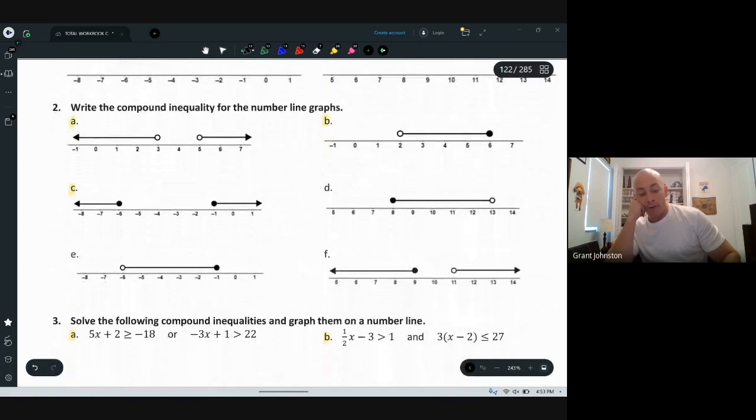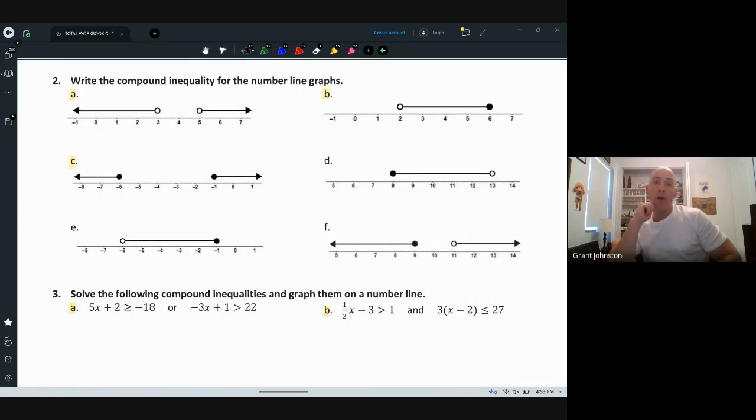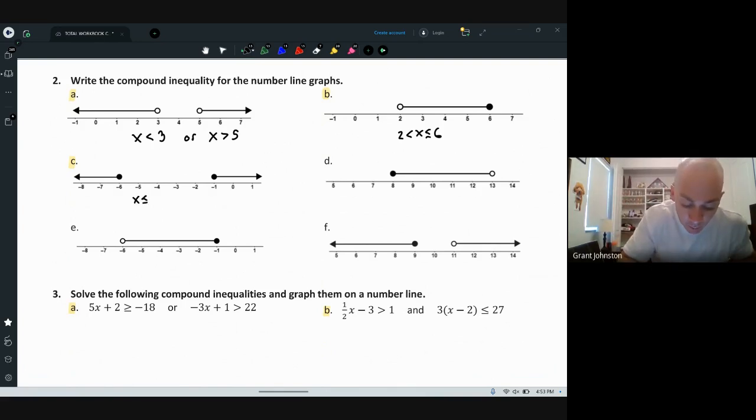Number 2 is kind of reversing this idea. We're going to write the compound inequality for the number line graphs. So A, it looks like we have x is less than 3 or x is greater than 5. For B, you can either write it with the and concept, or we can do that conjoined compound inequality, and that's what I'm going to do. So it looks like x needs to be greater than 2, but less than or equal to 6. And C is another one of those or. It could be x is less than or equal to -6, or x is greater than or equal to -1.